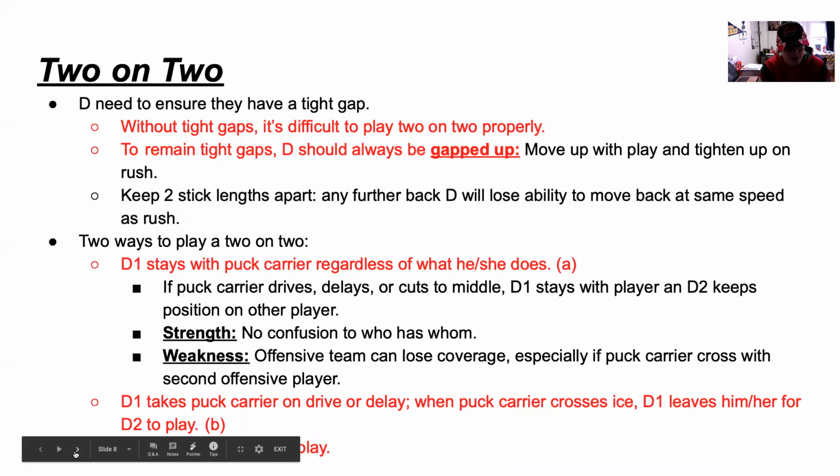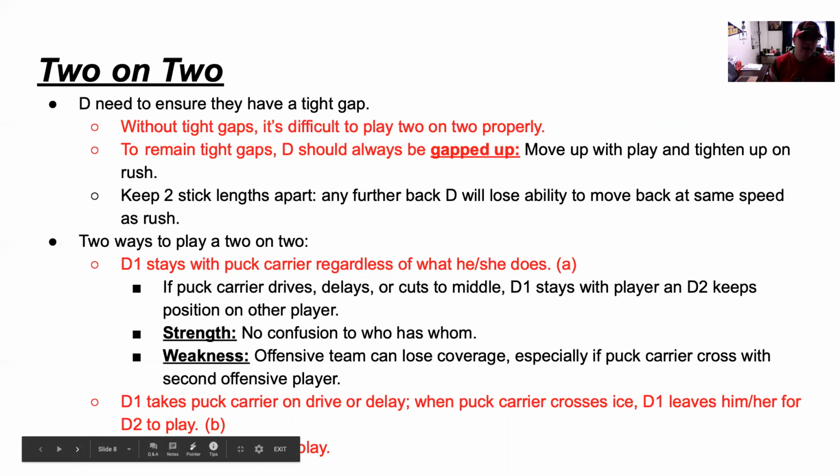If the puck carrier drives wide, delays, or cuts to the middle, D1 stays with the player, and D2 keeps the position on another player. So the strength of this is no confusion about who has whom. So you guys got to communicate, okay? And you guys got to read the play. If we can't, we have to talk on the ice. And if you don't talk on the ice, guess what? We're not going to be successful. And the weakness of this is the offensive team can lose coverage, especially if the puck carrier crosses with the second offensive player.